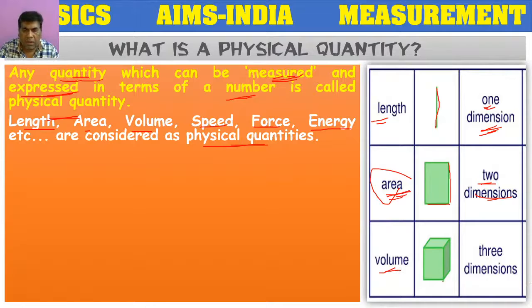So how can we measure it? With the help of length, breadth, and height. If we multiply these three, then we will get the volume of that room. It depends on three values. It is a three-dimensional quantity. So length, area, volume, all these things are physical quantities, because they can be measured.